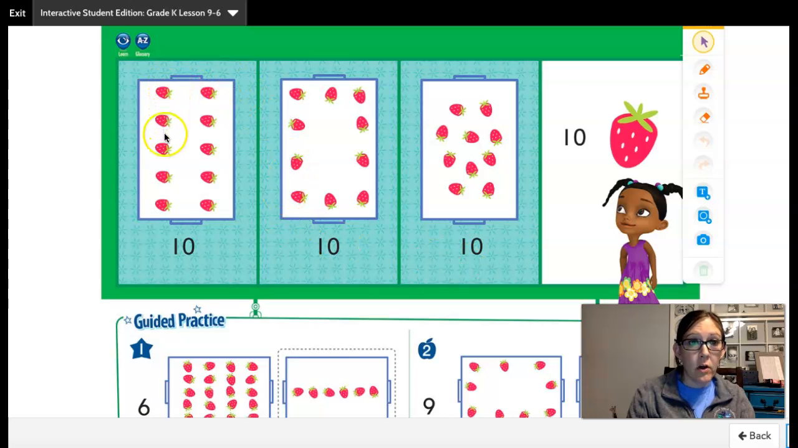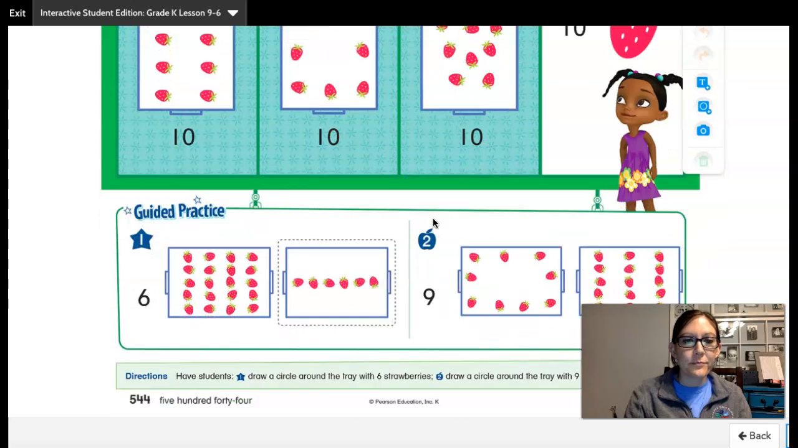See here, they're all lined up. And here they're in a circle. Here they're kind of bunched up in the middle. We practiced this before when we were working with smaller amounts. Now that we're working with larger quantities or bigger amounts, that rule still applies. It doesn't matter how the objects are arranged. The amount stays the same. Let's take a closer look.